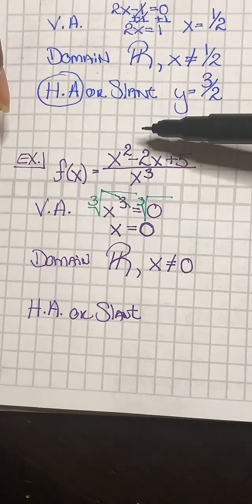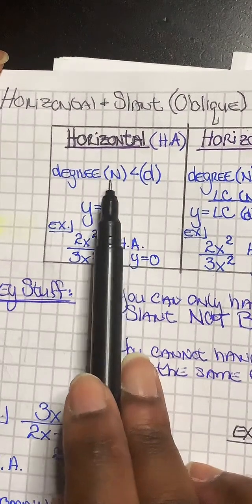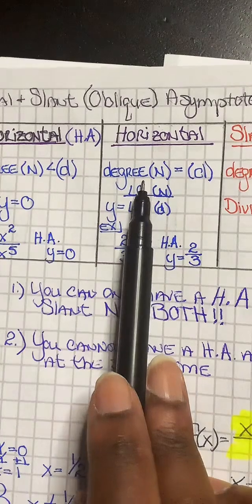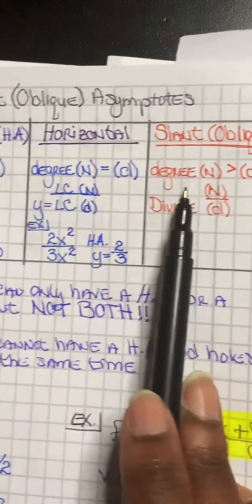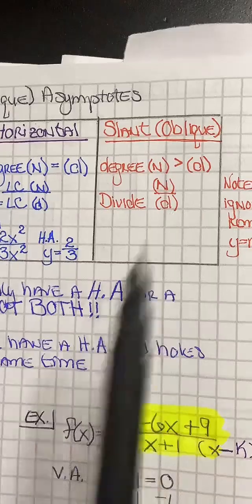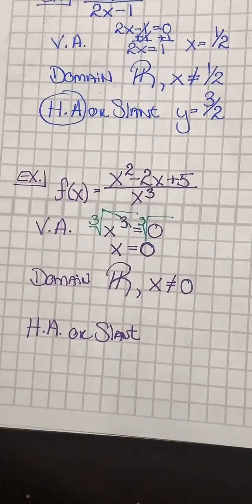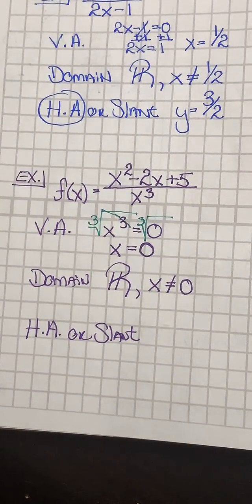What are the rules again? Let me flash them up. If the degree of the numerator is less than the degree of the denominator; if the degree of the numerator is equal to the degree of the denominator; and if the degree of the numerator is bigger than the degree of the denominator. Which one? This is like Algebra 2, a little bit of Pre-Calc. I'm starting to see this in college algebra too.